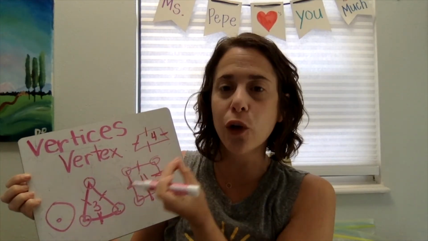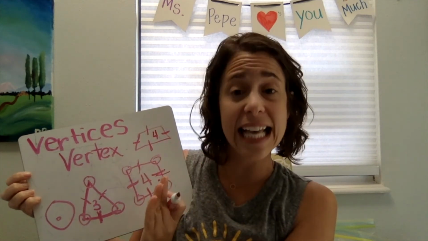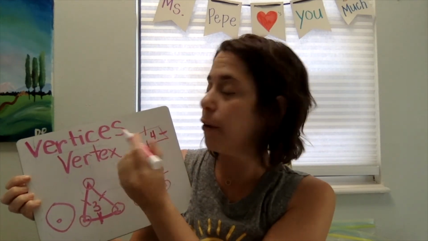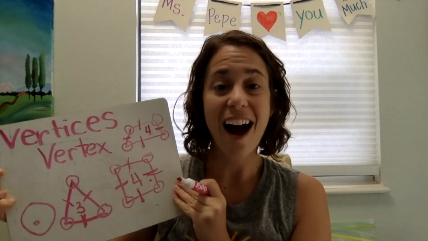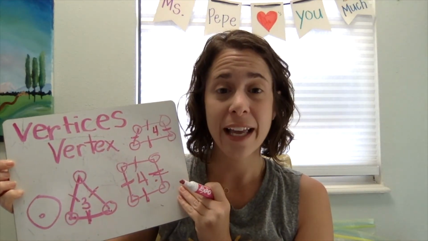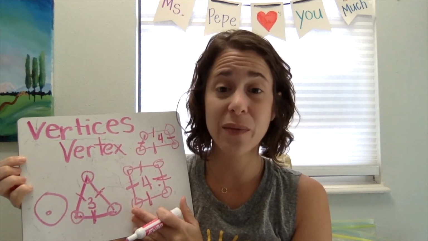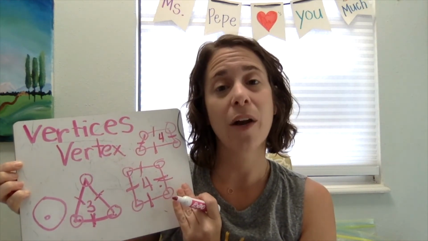Let's count. Now watch, we circle them. We draw lines for the sides and we circle the vertices. 1, 2, 3, 4. Awesome, awesome job. And we know circles don't have that because they don't have sides. So that is how we're going to do it.